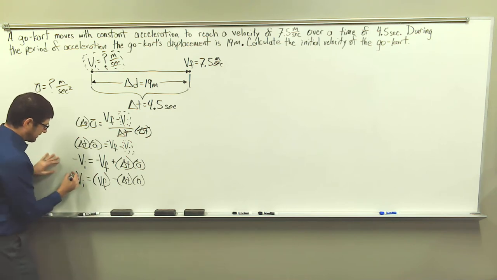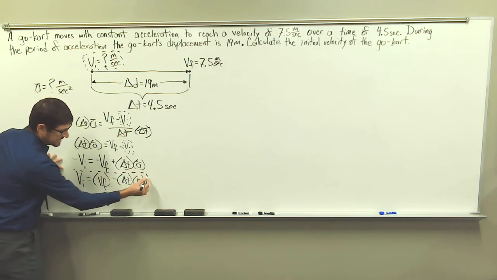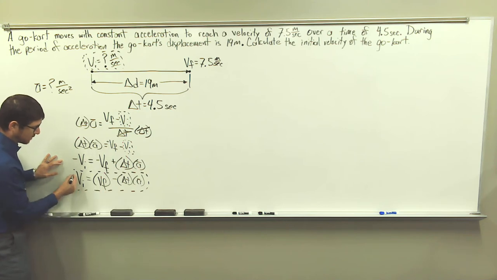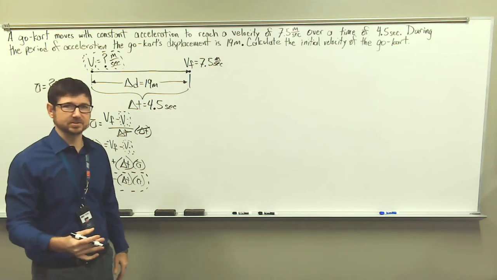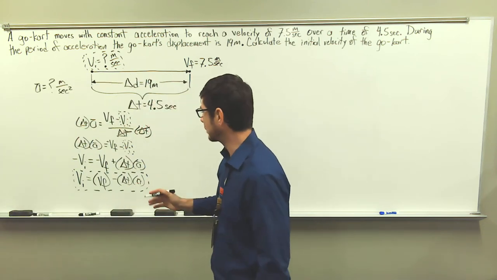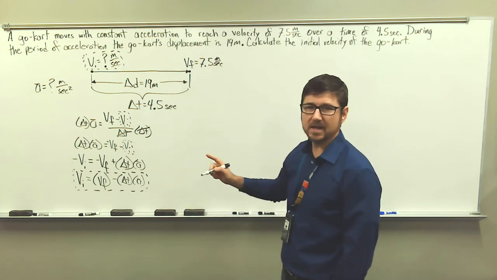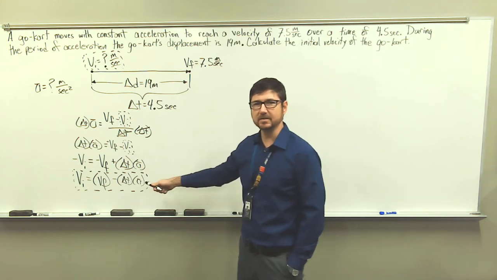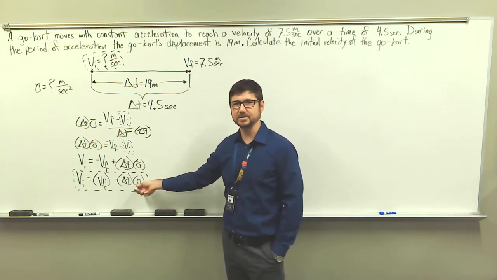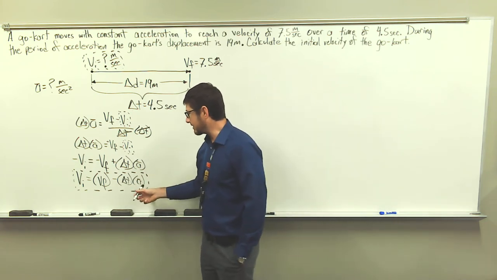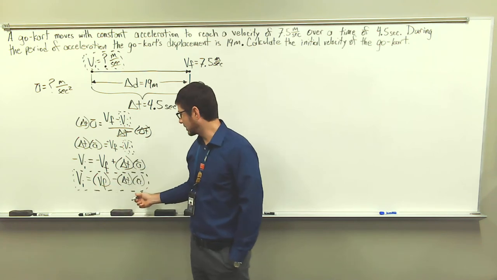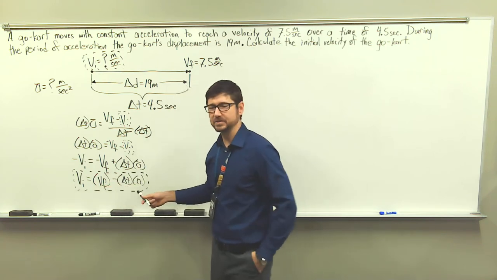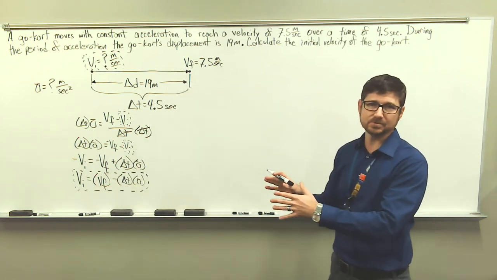Okay, now let's keep this guy here. Remember, we're going to have to use the substitution method. Okay, so initial velocity is equal to final velocity minus the product of our time interval and acceleration. Now, we have two unknowns here. Okay, two unknowns, one equation, so we can't just use that.